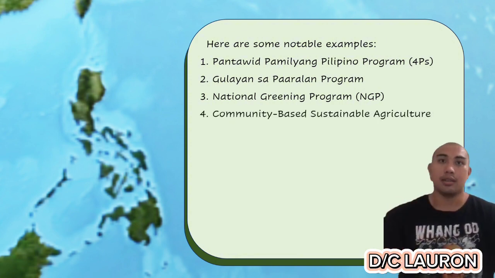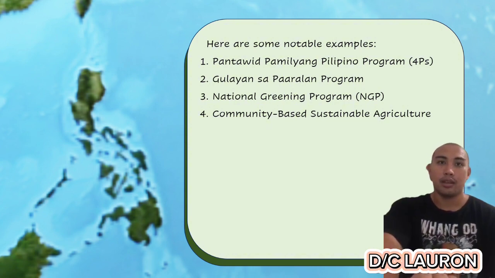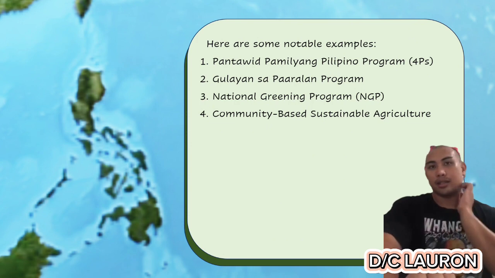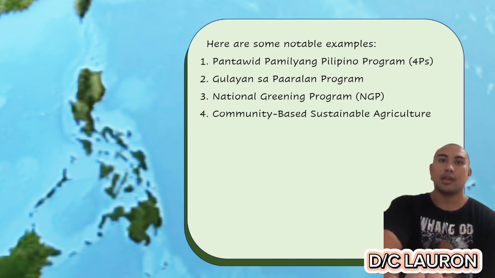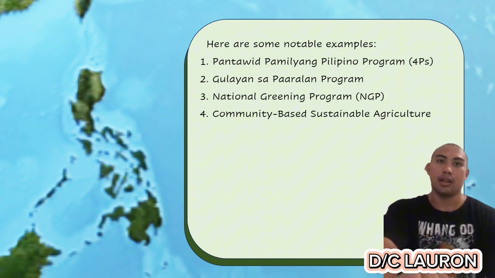And fourth is the community-based sustainable agriculture. This approach emphasizes the importance of local communities in achieving sustainable agricultural practices. It involves empowering communities to take charge of their agricultural activities through methods that prioritize environmental conservation. This includes promoting organic farming, crop diversification, and water conservation techniques by adopting sustainable agricultural practices at the community level. The program seeks to enhance food security, improve livelihoods, and build resilience against environmental challenges. It fosters a holistic approach to agriculture that considers the long-term well-being of both the community and the environment.